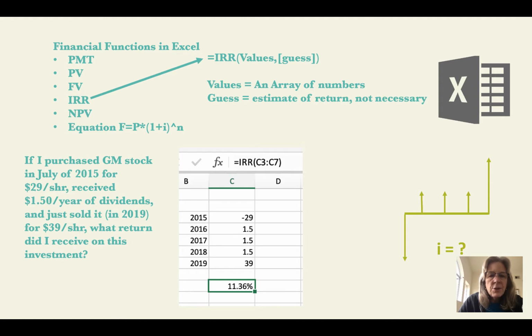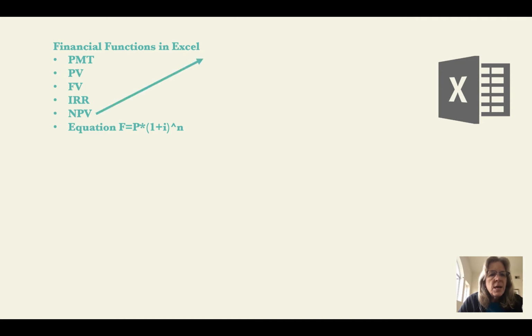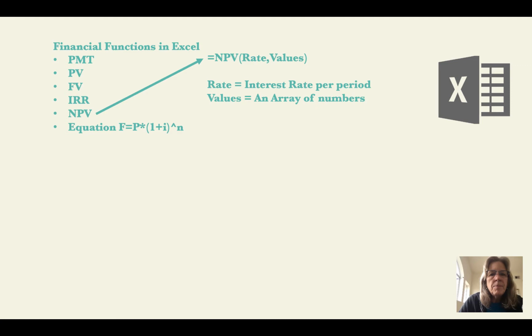And you can see I use the function IRR, and I put that range C3 through C7, and I got 11% return. So what this tells me is that I'm getting 11.36% on this investment. That's my rate of return on the investment. So the net present value is another one that's often used for valuation techniques. And that has a rate that you're using and then an array of numbers. So we'll go ahead and look at that.